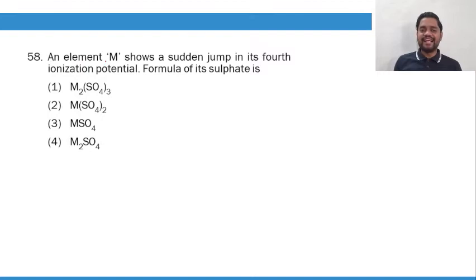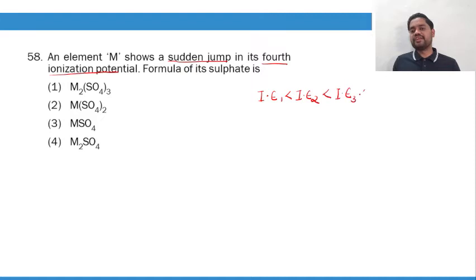58. An element M shows a sudden jump. This word is important. In its fourth ionization potential. Shows a sudden jump in its fourth ionization potential. So can I say that the moment we remove the fourth electron, it's the moment we have removed 3 electrons. Okay, it shows the sudden jump. So ionization energy 1 is greater than ionization energy 2. We know that, and it is greater than ionization energy 3. But ionization energy 4 is much greater than ionization energy 3.